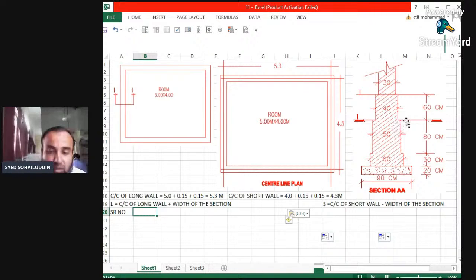What is the total height? The total height is 1.3 meters. The height of excavation below ground level is 1.3 meters. This we will take directly. We will call this serial number 2. In serial number 2, we will have excavations.